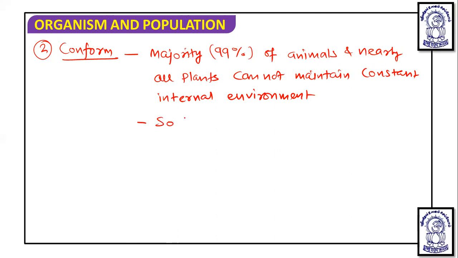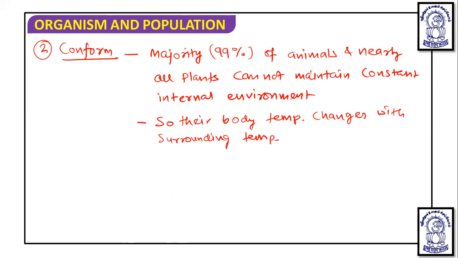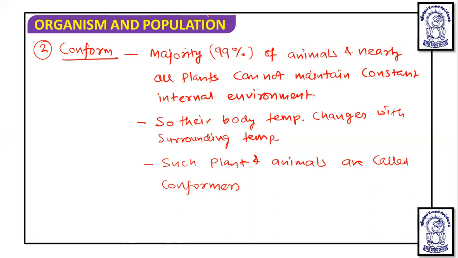Okay. So their body temperature changes with the surrounding temperature or environmental conditions. In aquatic animals, the osmotic concentration of body fluid changes with the ambient water osmotic concentration, and these animals and plants are simply said to be conformers. So these animals and plants which change their body temperature according to the surrounding temperature are known as conformers. Okay, such plants and animals are called conformers.